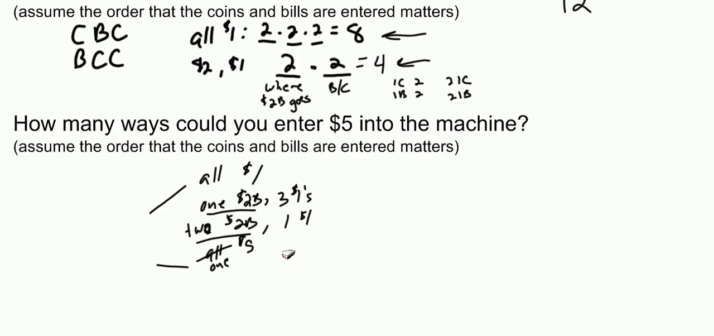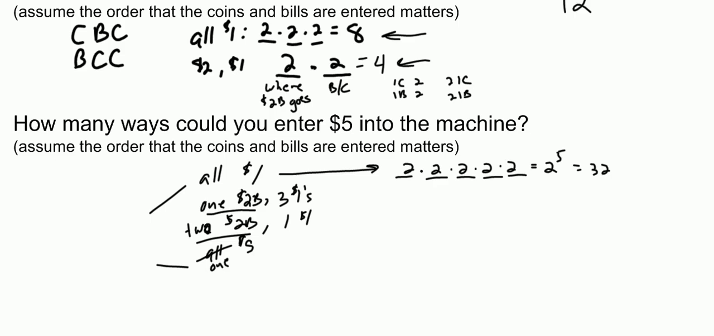Okay, I just wanted to clean that up a little bit so it's easier to read. So let's look at the all $1 bills. Well, you have $1, $1, $1, $1, $1. You could put a bill or a coin, a bill or a coin, a bill or a coin, a bill or a coin, a bill or a coin. That's going to be 2 to the 5th, or 32 different ways you could put all $1 bills or coins in.